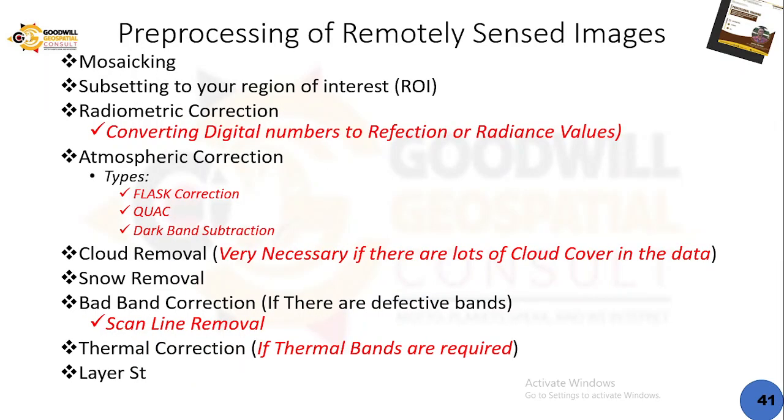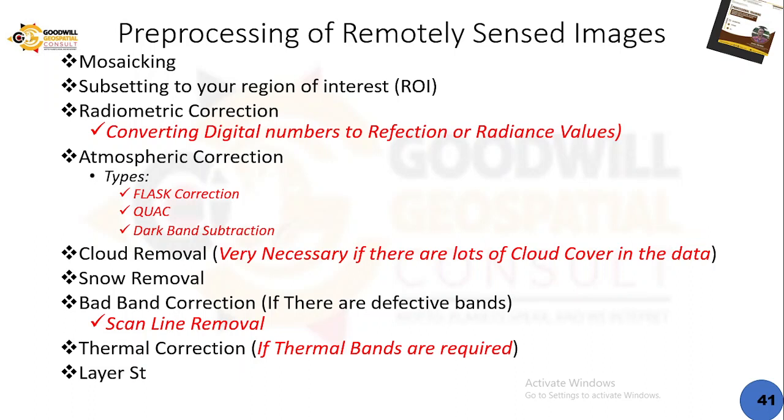Now, pre-processing of remotely sensed images. How do we process our remotely sensed image? Once you get the image, what do you do? Now the image comes in tiles. They come in different areas. Let's say for one particular area, you can get 3 or 4 different images. You have to mosaic them. You have to join them in contiguity. Once you join them, you merge them to one complete file or one complete image.